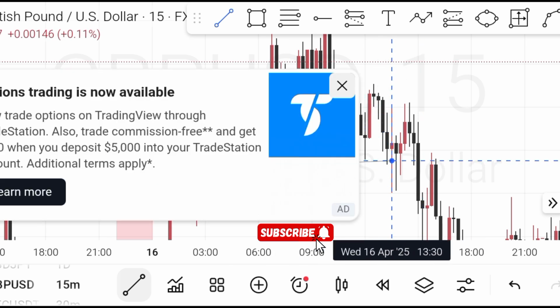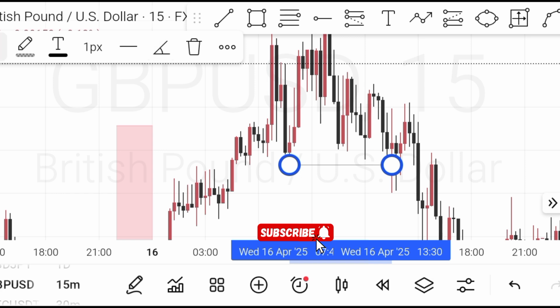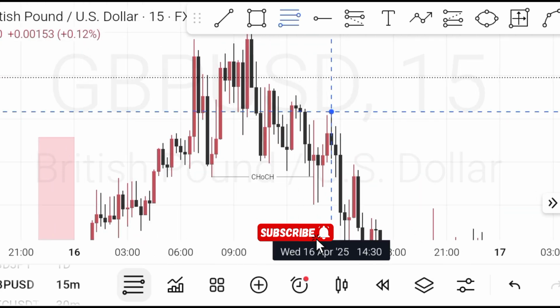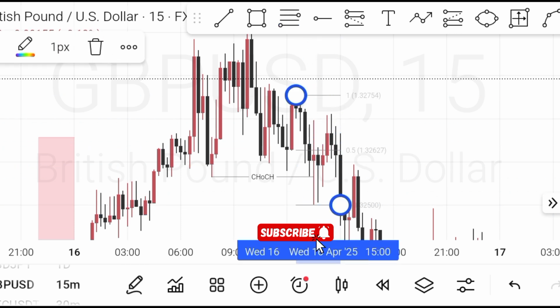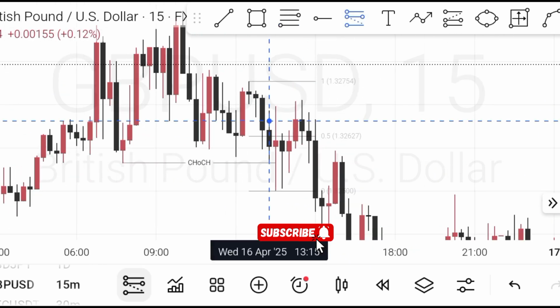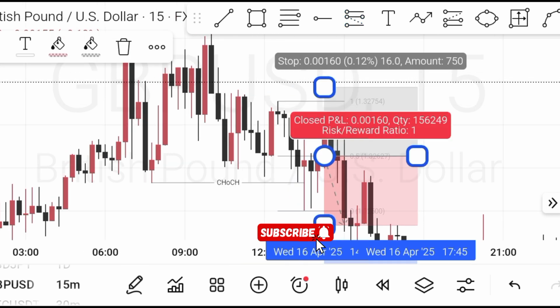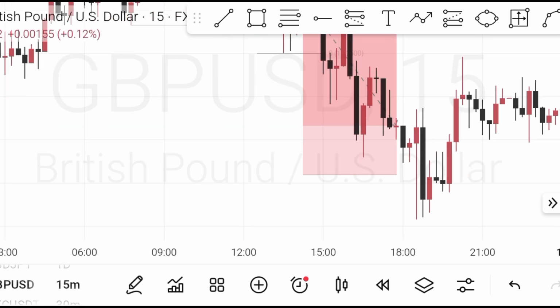Right here we have a change of character. After the change of character, if you were to draw from this swing high to this swing low, you can see that that's a premium level, and when price came back to that level, you can sell and put your SL a little bit above it. Target 1:3.